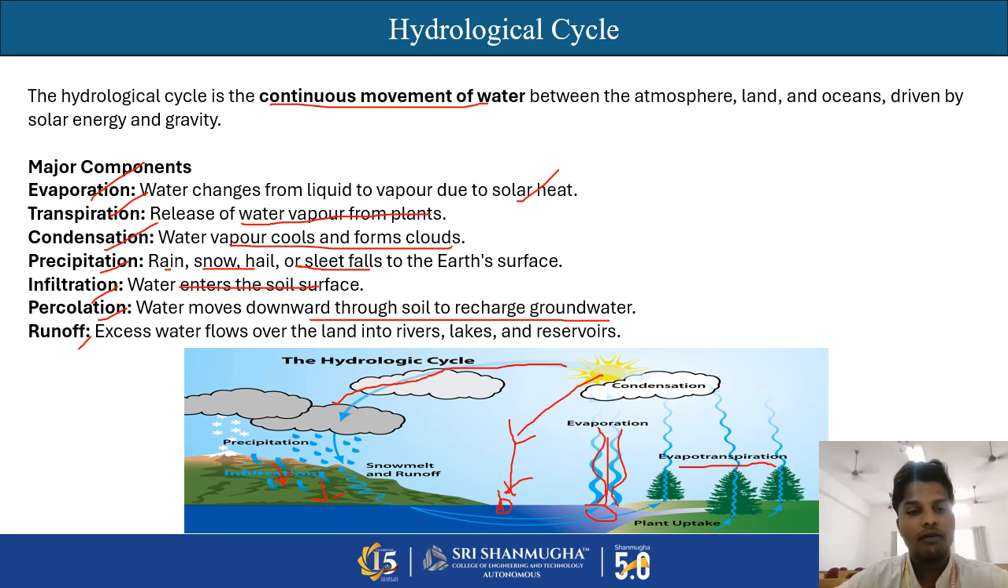Then runoff is nothing but the excess water flowing over the land into rivers and reservoirs. If the water holding capacity of the soil exceeds the limit, the water starts to flow on the surface. That water is going to reach the river, lakes, or reservoir.